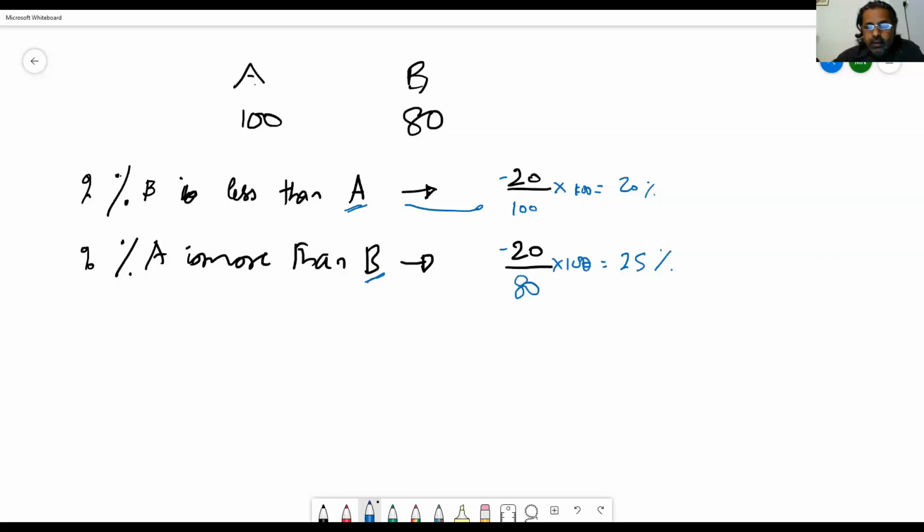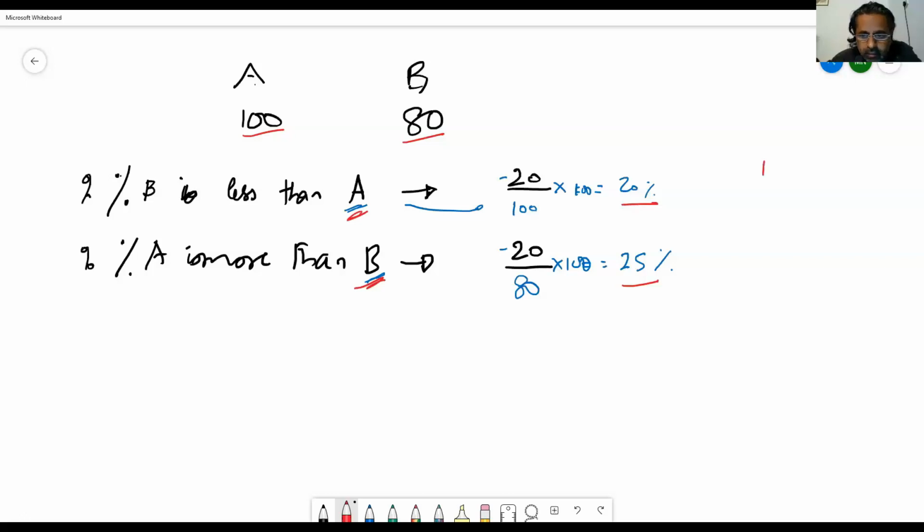Now, this is something which is very, very important. That probably is the most important thing, and you'll get questions where people get confused based on this. So with the same scores, 80 and 100, B is actually 20% less than A, while A is 25% more than B. Against what are you comparing? Less than A, so A goes to the denominator because you're comparing with respect to A. Here you're comparing with respect to B, so B goes to the denominator.